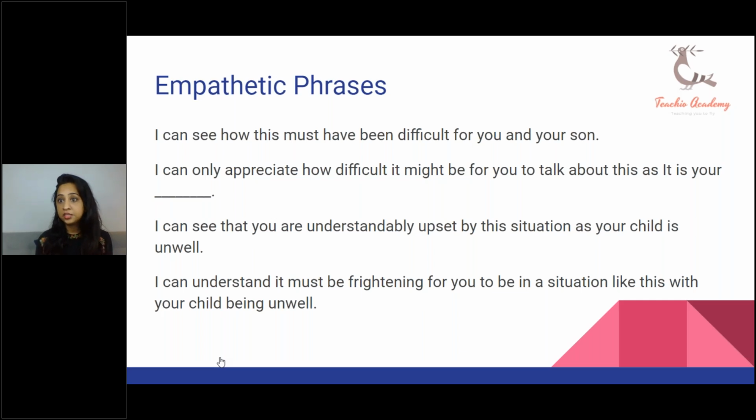I can see that you're understandably upset by this situation as your child is unwell. You can use this if you've got someone who's very, very anxious about their child. I can understand it must be frightening for you to be in a situation like this with your child being unwell. So both of the last two sentences, you can use them for parents who are very, very anxious about their children. Please remember, you need to make sure that you understand that the person in front of you is just the patient's relative. So empathetic phrases have to be modified for a relative.